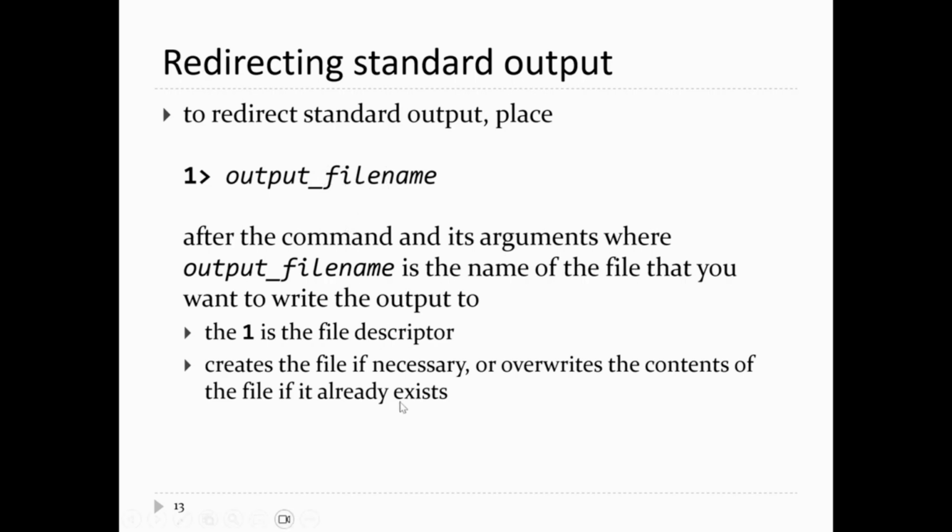When you do this, it will create the file and then write the contents of the output to the file. If this file already exists, it overwrites the contents of that file. And overwriting the contents of a file in Unix is irreversible. So once you overwrite a file, the contents of the original file are gone.